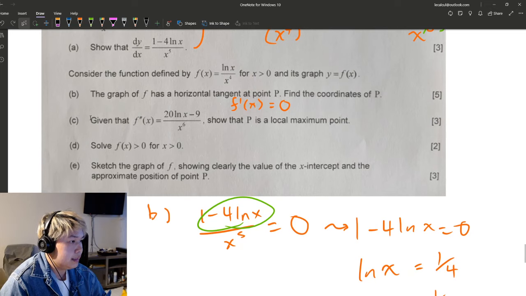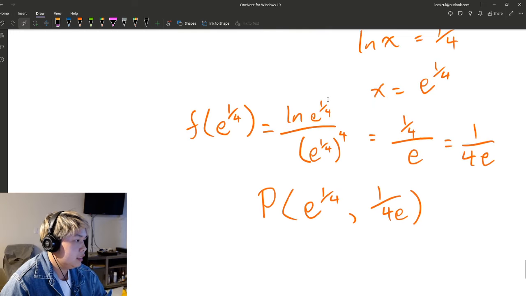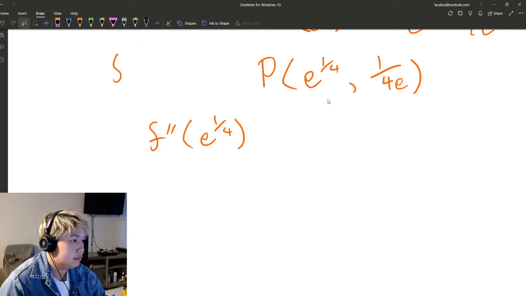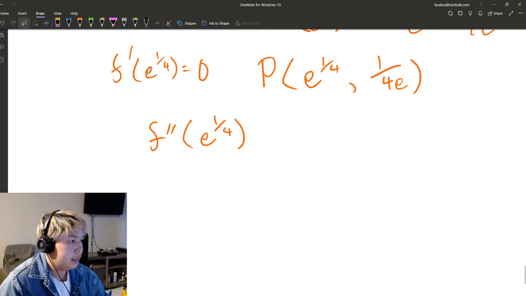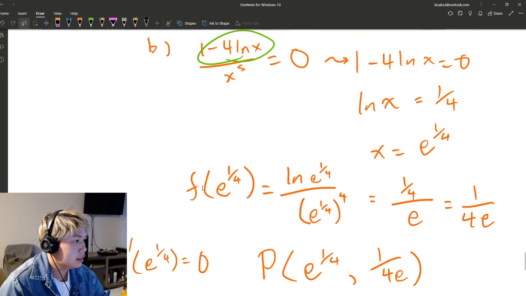Okay. And then part C. We have the second derivative. Oh, thank goodness that they give this to you. Show that P is a local maximum point. Okay. So if I have the second derivative, then I'm just going to use the second derivative test. What that means is if I plug the x value of my point P into the second derivative, for this, we already know that the tangent has a 0 gradient. So right now it's a critical point. And then if I plug it into the second derivative and it has a negative value, then this means that I have a concave down, so it has to be a maximum point. Second derivative test. So just plug it in here.